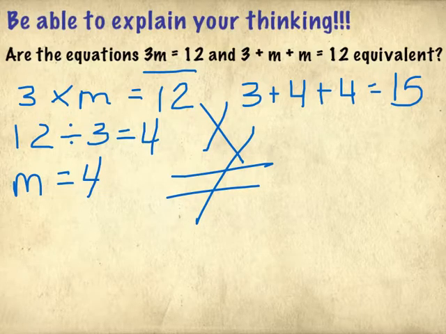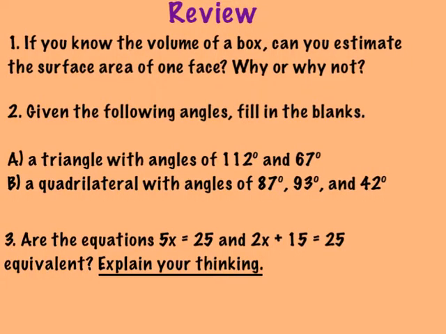So for example, an explanation might be something like, these two equations are not equivalent because when you solve for 3m equals 12, you find that m is 4. When you substitute 4 for the m in the second equation, it does not equal 12. Okay, that would be just a simple way to explain your thinking. And that's it for today. You're on to the review.